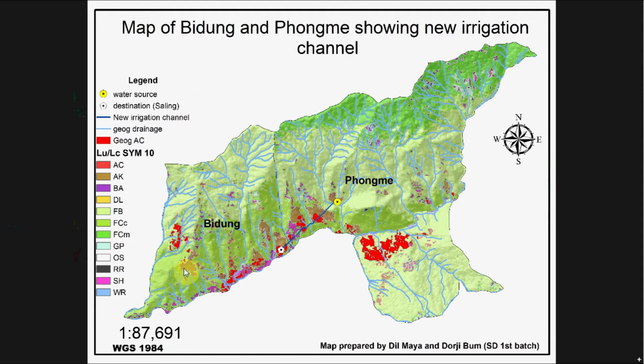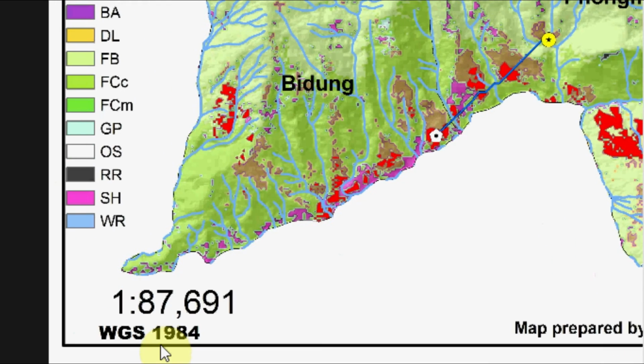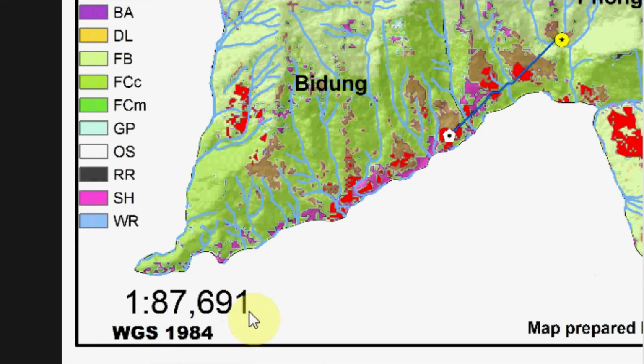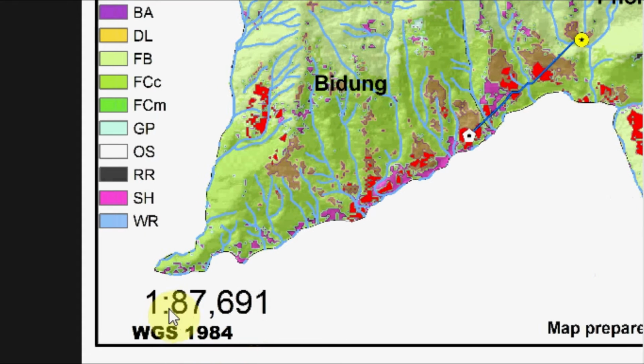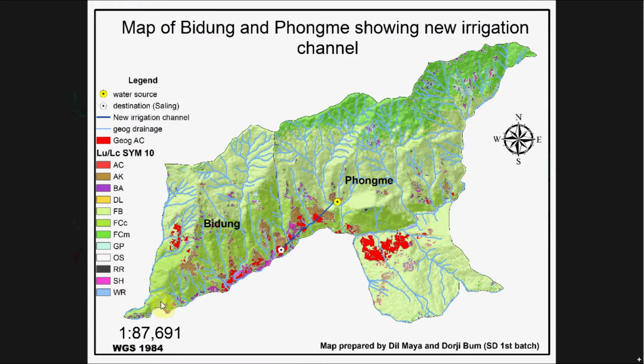The only thing it has is a datum, WGS 84, and the scale 1:87,691. So using this scale, I'll be showing you how to georeference this map and put a grid over the map. If it has a grid, then it can be georeferenced. It doesn't have any georeferencing, so let's do it.